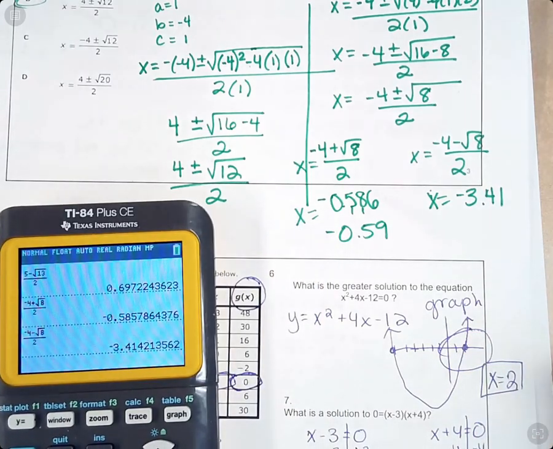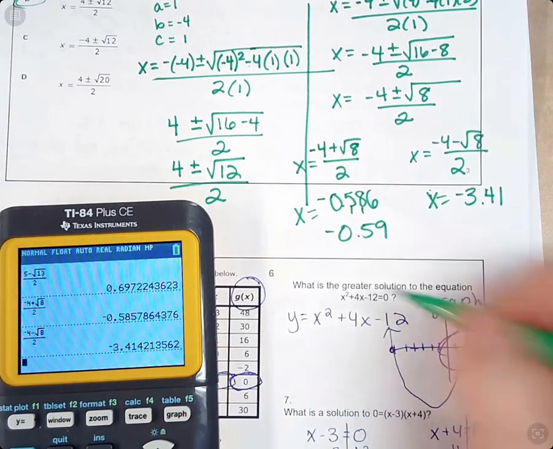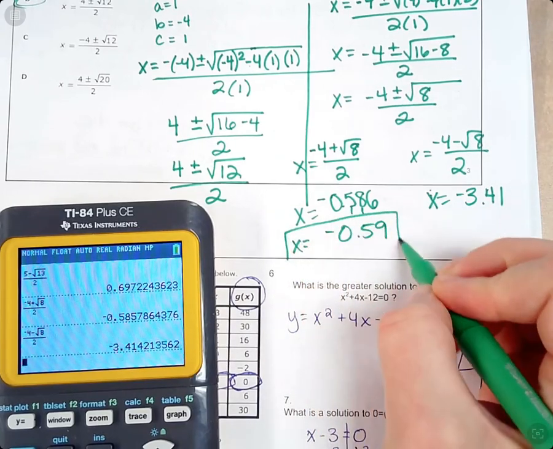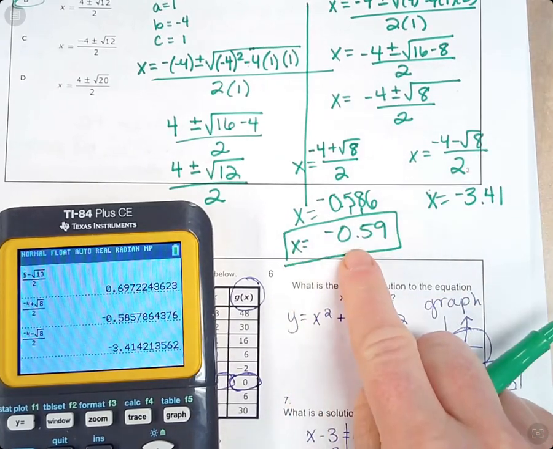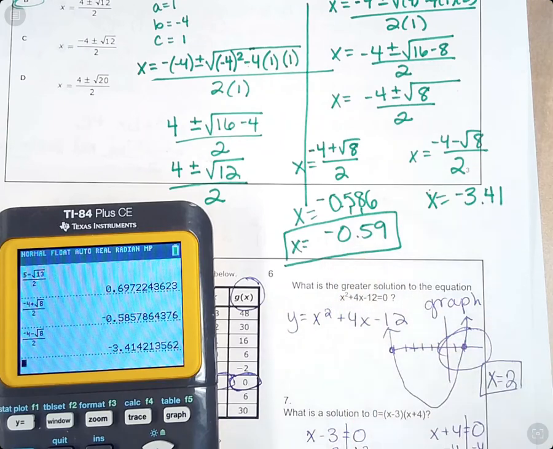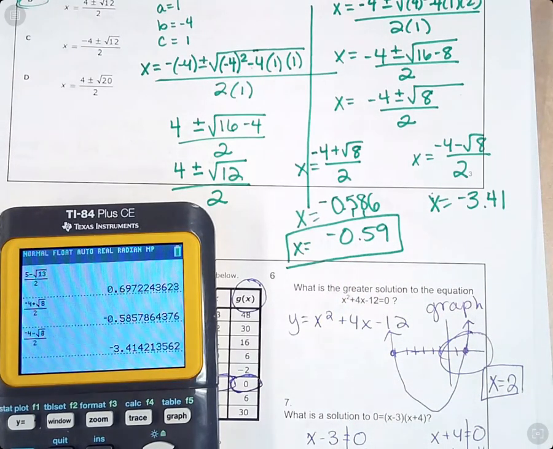So I have two solutions. Which one is the greater? This one, because it's a smaller negative number. I thought it was like a very big.